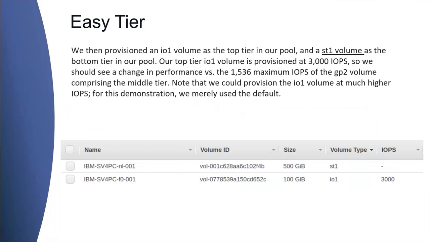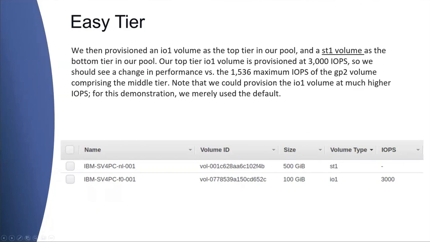All right, so what's next? So we went and grabbed an IO1 volume, threw it in a pool. We took an ST volume, threw it in the pool. Now I have a 3-tier pool, and the IO1 volume is provisioned at 3,000 IOPS, as you can see here in the bottom right.